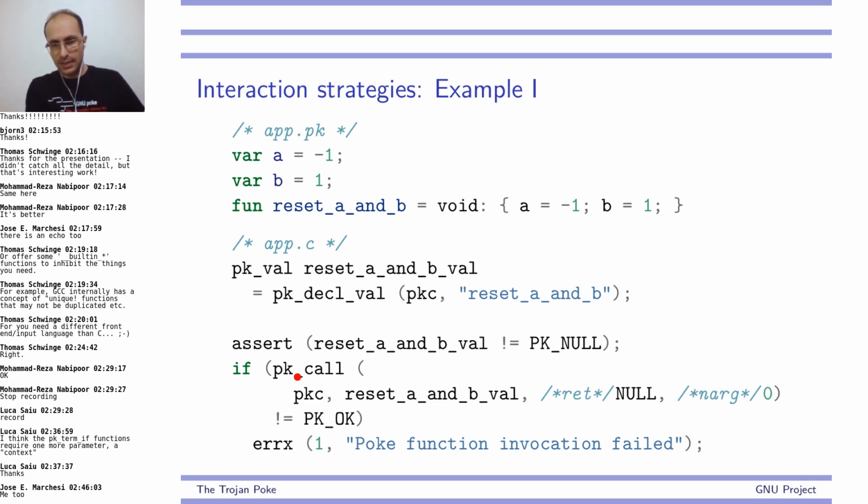And after that, we call the function pk-call, which as the first argument gets the pk instance of our compiler. The second is the pk-val of the closure or function. Here we don't have a return value, so we put null there, and we have no arguments, so 0.